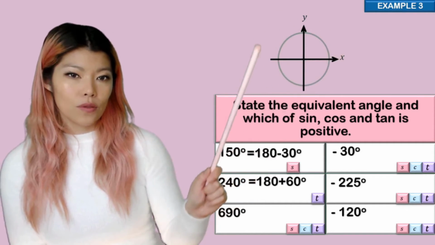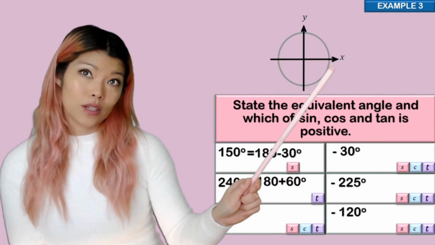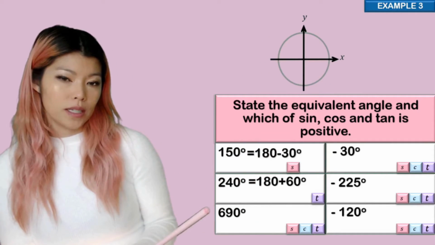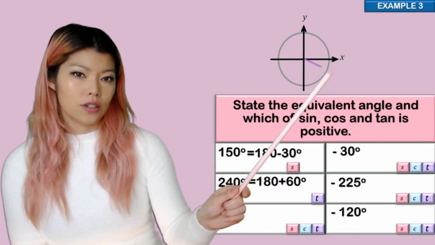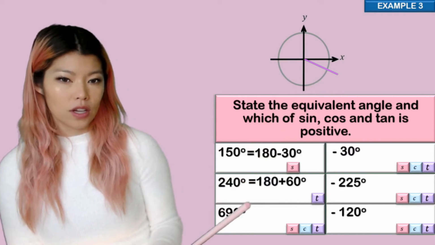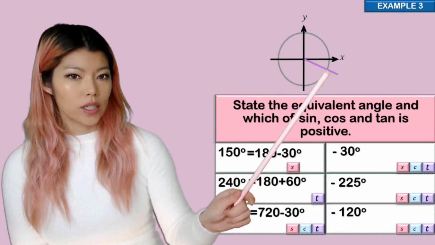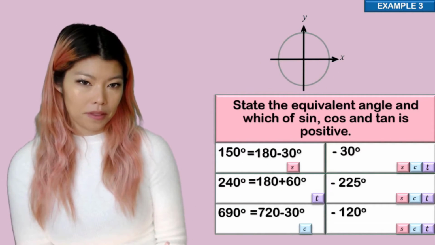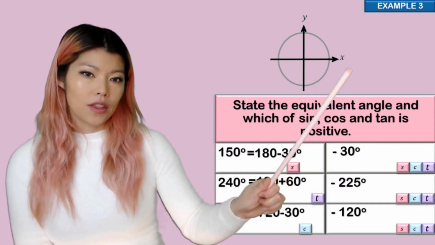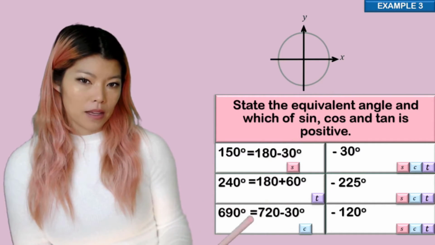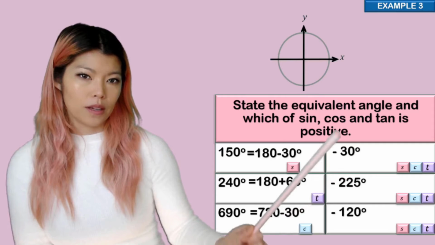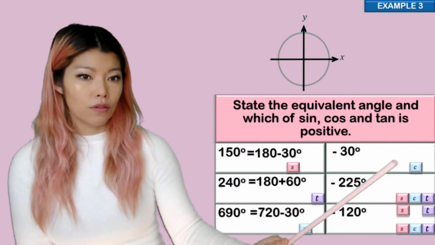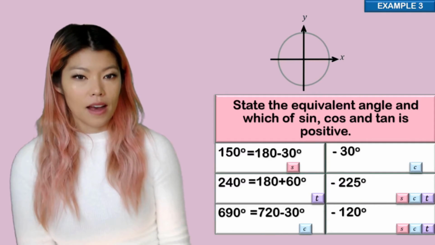690, that is 360. 360 plus 360 is 720. Oh, that's too much. We have to go back a bit. 720 minus 30 degrees. So our equivalent angle is 30 degrees. And we're in the fourth quadrant, which means ASTC, cos is positive over there. Minus 30 is exactly the same as 690 in terms of value, because we're in the fourth quadrant. The equivalent angle is 30 as well, and the fourth quadrant means cos is positive.